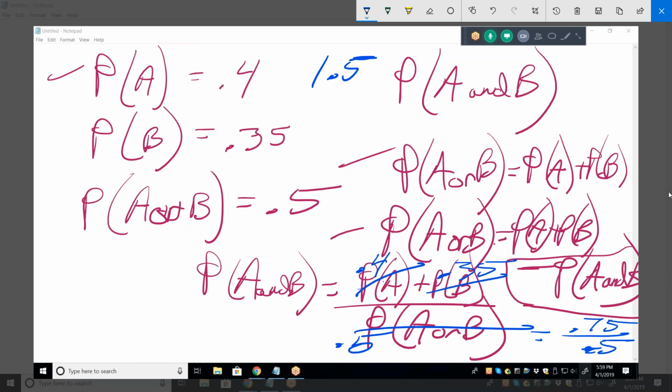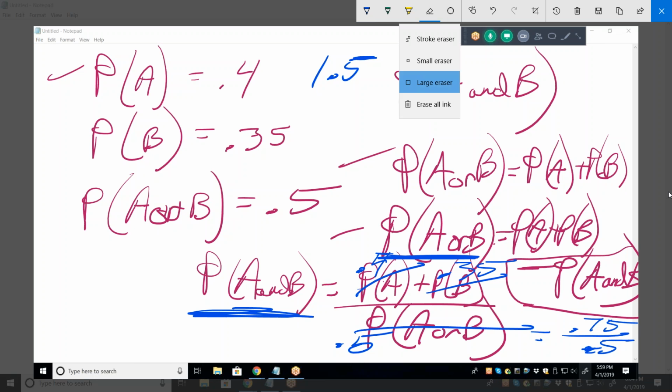Something about that bothers me. First of all, we have a probability greater than 1. That doesn't seem right. When I did the algebra on this, I added the probability of A plus B. I've got to subtract that, not divide by it.